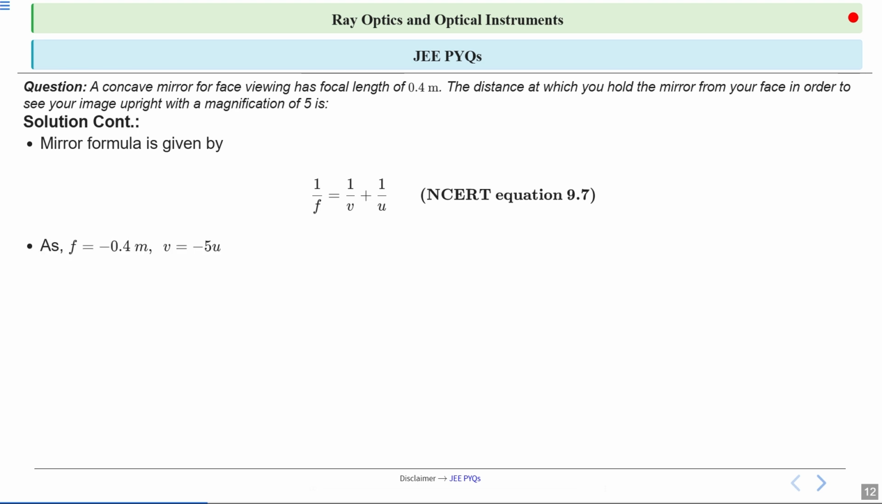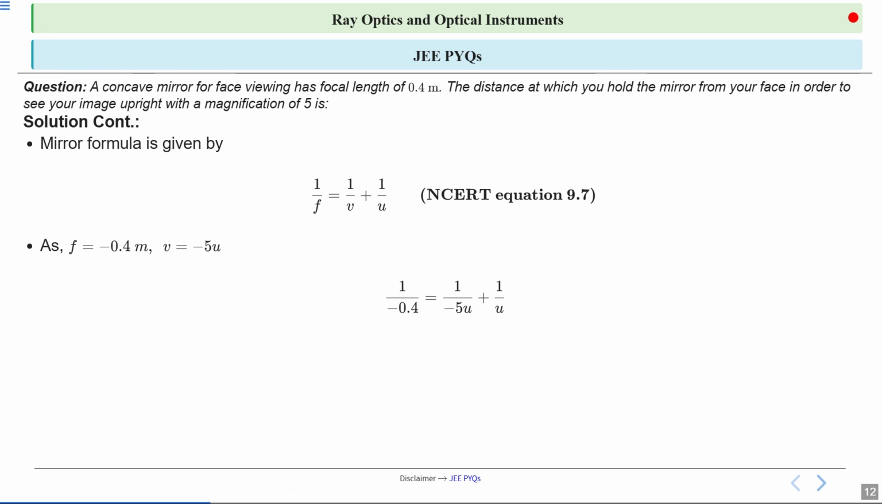So let's substitute the given values into the formula. The focal length f is minus 0.4 meter because it is a concave mirror, and magnification tells us the image distance v is minus 5 times the object distance u. The negative sign indicates that the image is virtual and upright.